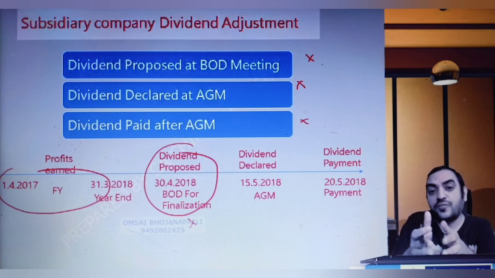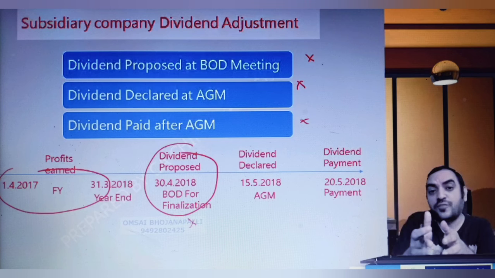If they use the word dividend declared for the year 2019-20, even then you interpret it as dividend proposed. You assume, you imply, you interpret dividend declared as dividend proposed, and you follow the same thing. So that is ignored, a non-adjusting event as per IND AS 10. Dividend proposed, ignore. Dividend declared, interpret as dividend proposed, ignore.